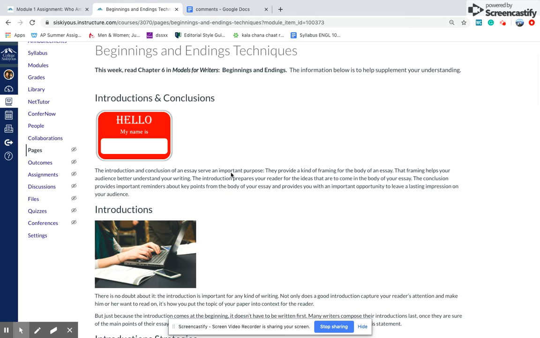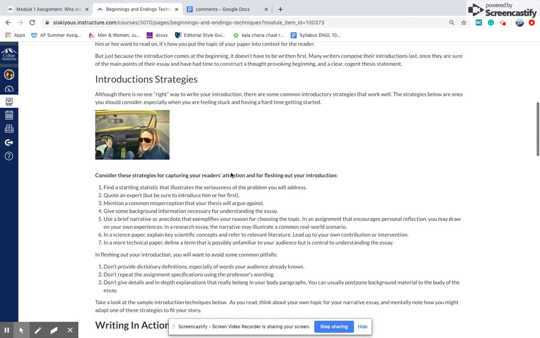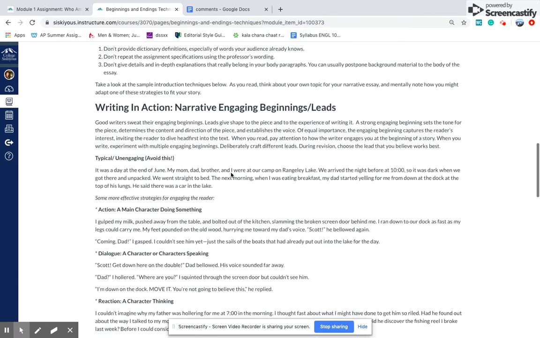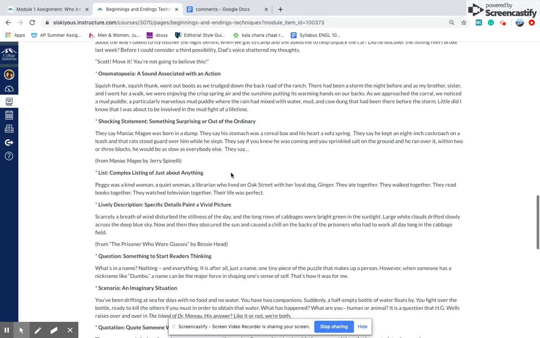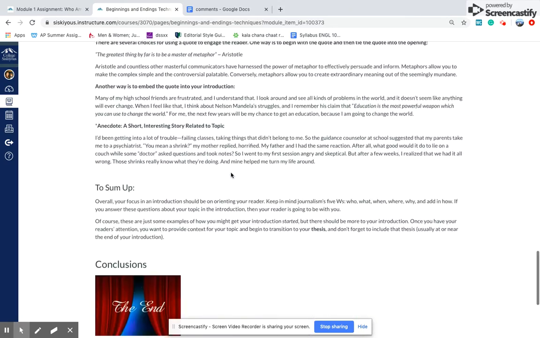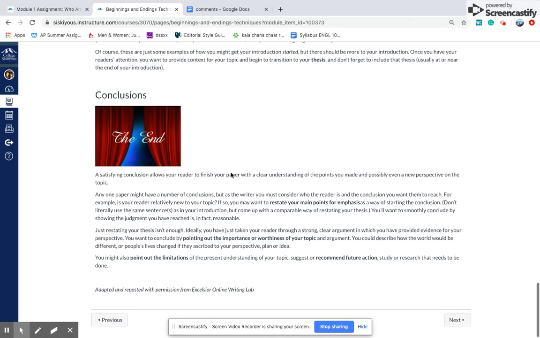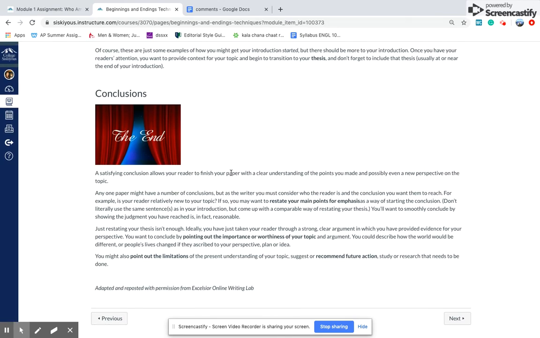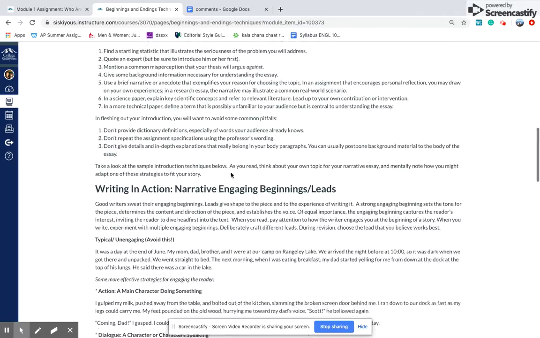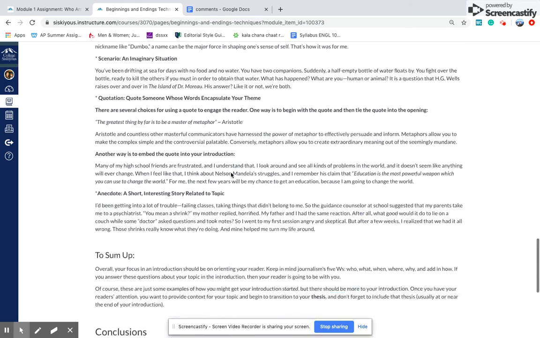So that's what we're going to be working on this week: introductions and conclusions in essays, basically some techniques for beginning effectively and for tying it up effectively. Your chapter, again, has many lengthy examples for this. This is just kind of the Cliff Notes version, so be sure that you are doing the chapter reading as well.